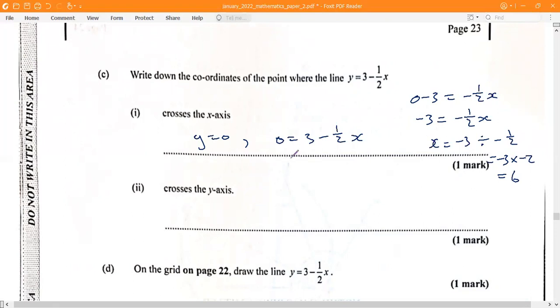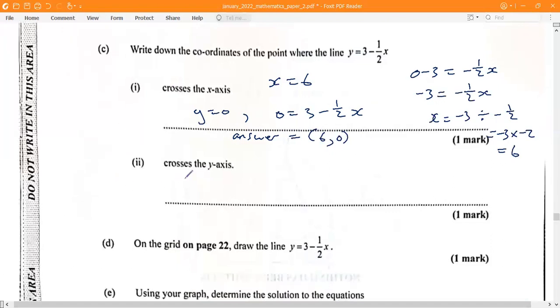So we get x equal to 6, right? X is equal to 6 and y is equal to 0. The coordinates of the point, which is our answer, is (6, 0).